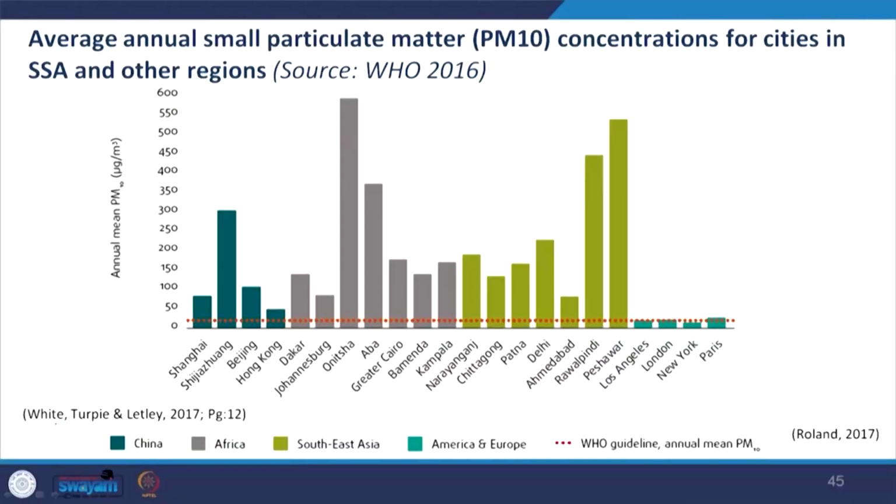In the graph, you can see the PM 10 level of African countries in gray, compared to cities of China in dark green, cities of South Asian countries in yellowish green, and cities of America and Europe in green color. The red dotted line indicates the level as per the recommendation of WHO guidelines. You may see how the pollution levels are extremely high, causing health and environmental repercussions.